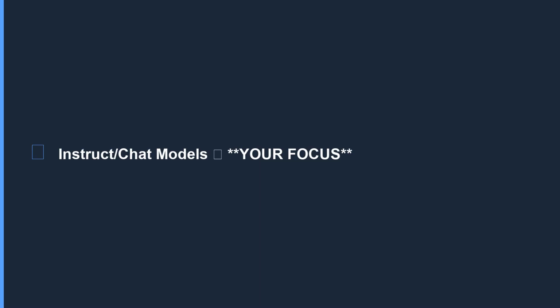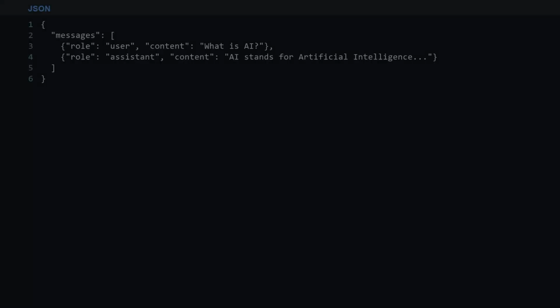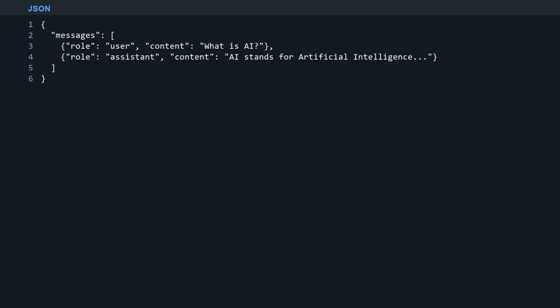Let's now look at instruct, chat models. Your focus. Examples: meta-llama, Llama 3.1 8B Instruct, Mistral, Mistral 7B Instruct v0.2. Training data format. Here's the JSON code for this section.